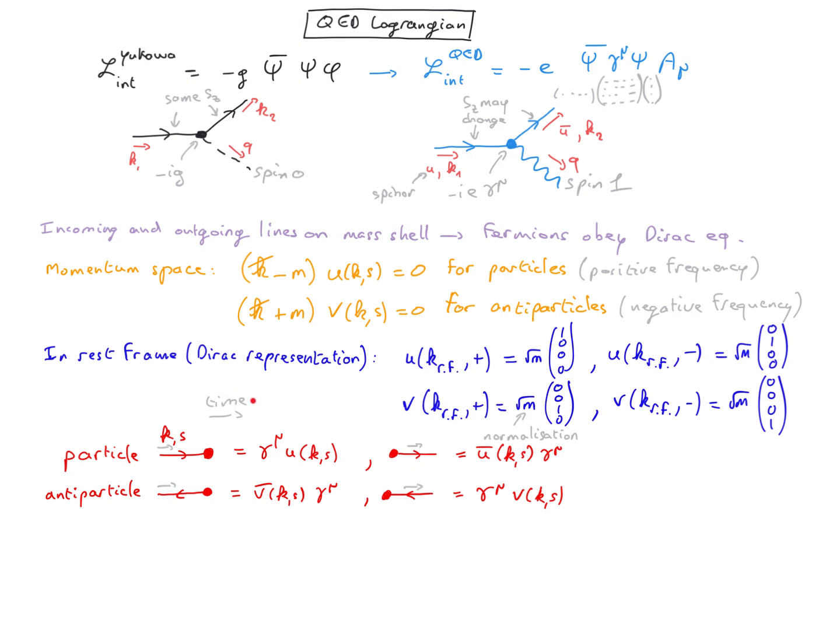Remember also that time runs from left to right, and therefore when the arrows of the fermionic line run in the same direction as time, we have a particle which is described by u or by u bar. When they are opposite, we have an antiparticle described by v and v bar. For example, we can apply these rules to this vertex.